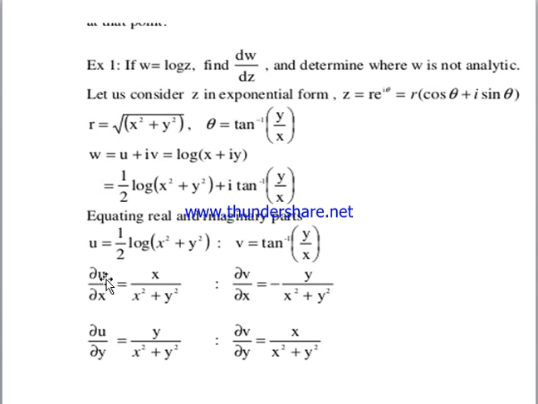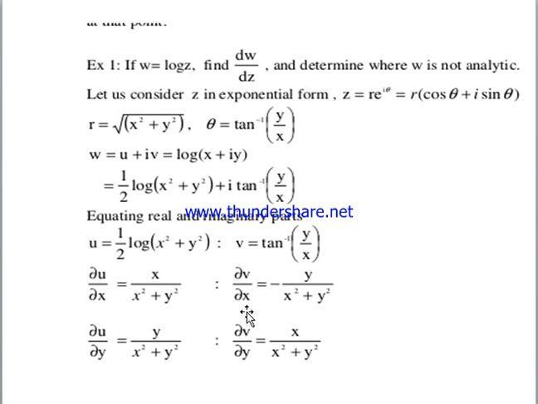Now you have to find dou u by dou x. So 1 by 2 is constant here. Log x derivative is 1 by x. So in the place of x we have x square plus y square. That is 1 by 2 into 1 by x square plus y square into x square plus y square derivative is 2x. So 1 by 2 cancels, then we get the value x by x square plus y square, and similarly dou u by dou y is y by x square plus y square.